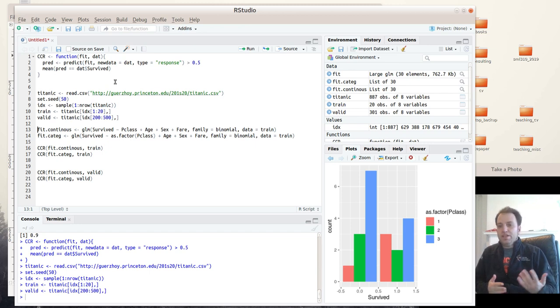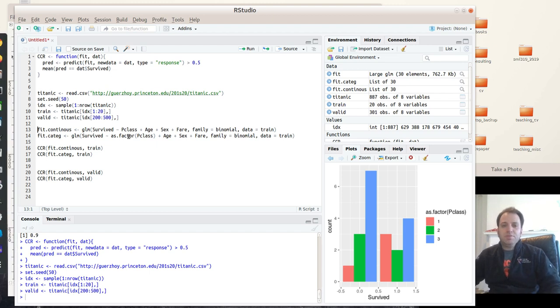Okay, so with class, it's kind of ambiguous because class is kind of ordered, and in fact there's a special kind of thing called an ordinal variable, which is really what class is. But it's a little bit ambiguous. You can sometimes treat it as categorical, sometimes you should treat it as numerical.